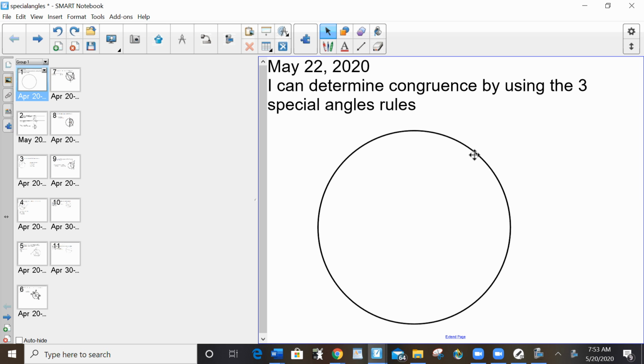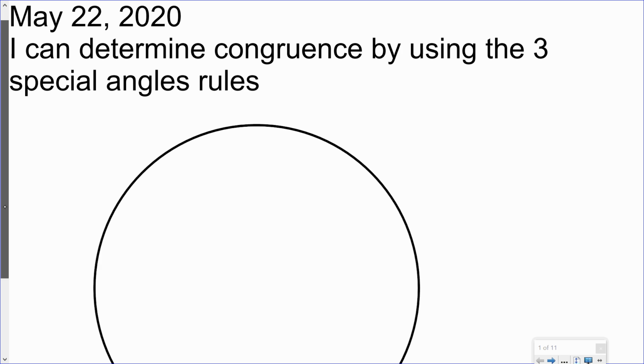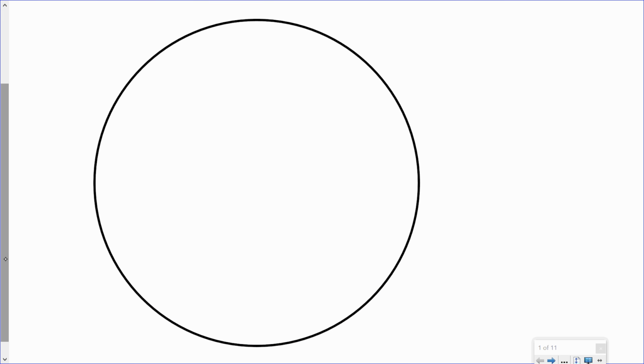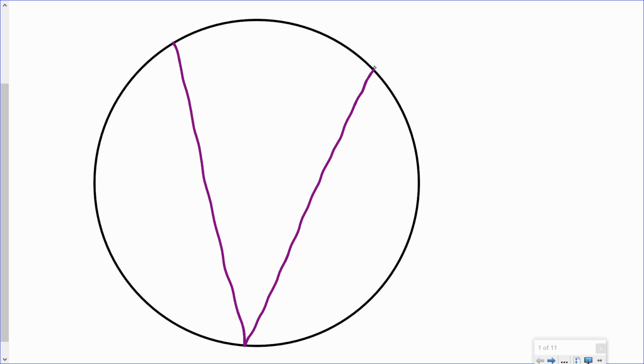And let's start by making this a little bit bigger. Let's get my pen going on here. That's too big of a circle. I had a feeling that was going to happen. That's fine. So, let's say I draw this.